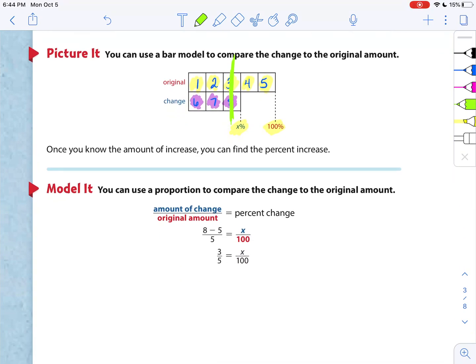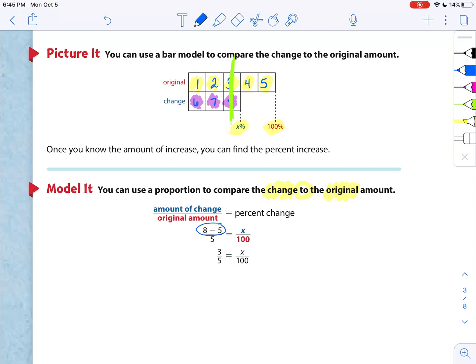We can model this situation with a proportion. You can use a proportion to compare the change to the original. So it's the change over the original. Well, we did have to calculate that change by subtracting 8 minus 5. So our change is 3. And originally in the first game, he scored 5.